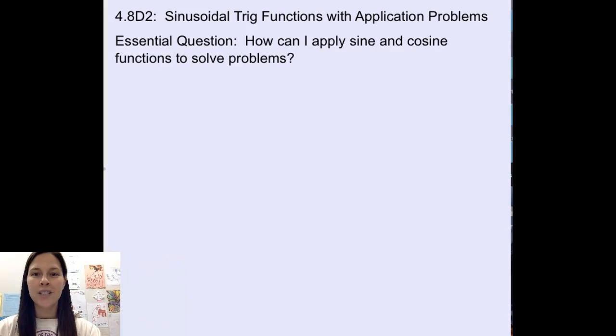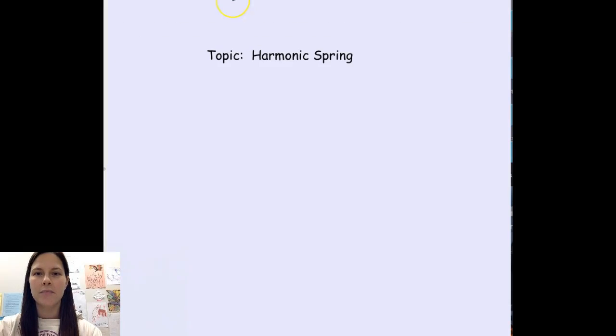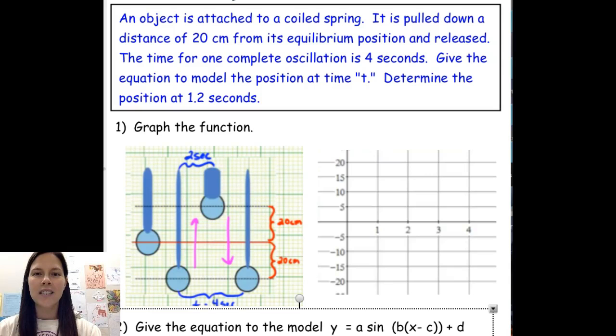We're continuing to look at applications of graphs of the sine and cosine function today. And our first example is the harmonic spring. I know you've seen something like this before. You've got an object on a spring, you pull it down and release it, and it bounces up and down. The motion of the object can be modeled by a sine or a cosine function, so that's what we're going to take a look at in this first example.